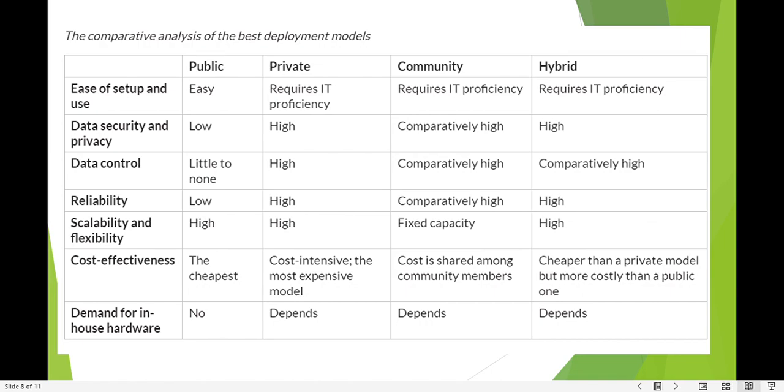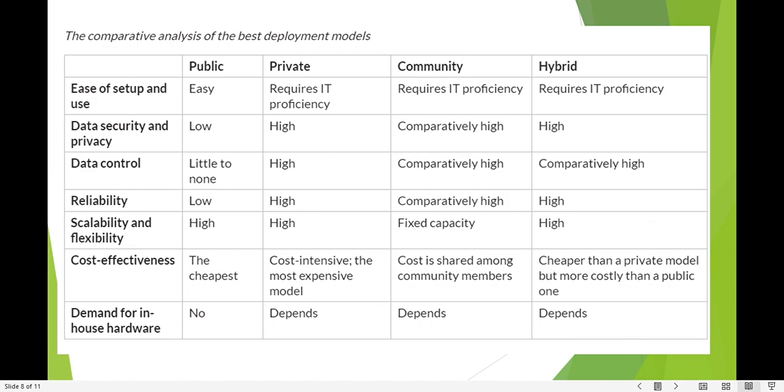When you look at the public cloud, it is easy to set up, but the private cloud requires IT expertise. Community and hybrid also require it, because private, community, and hybrid are private networks. That is the reason we need a specific IP to authenticate into this cloud.